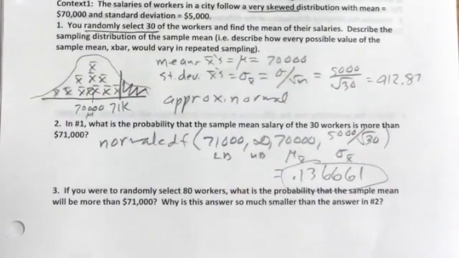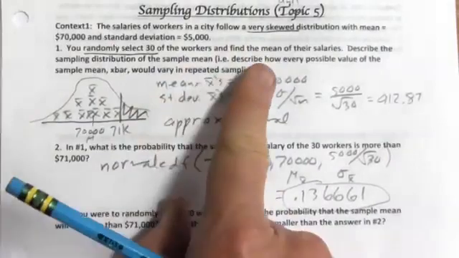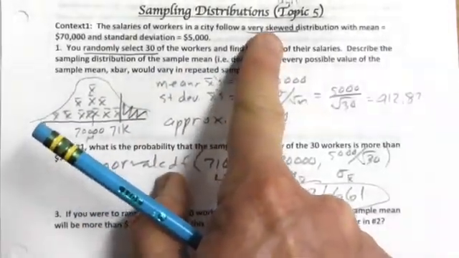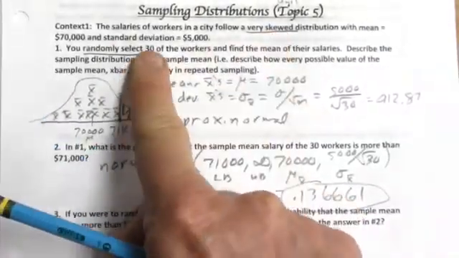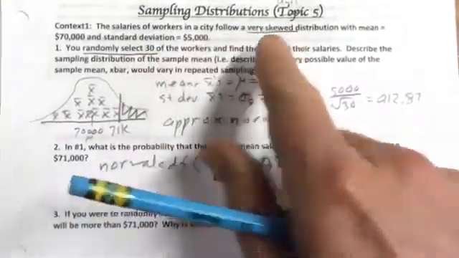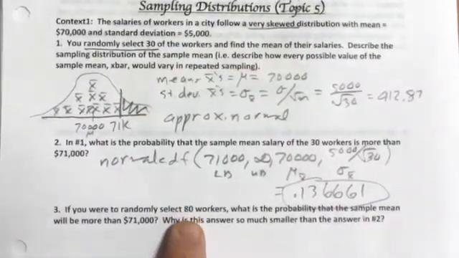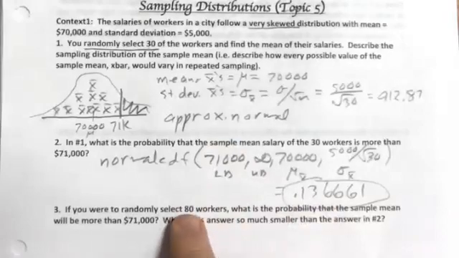By the way, if it had asked what's the probability of one worker being more than 71,000, you wouldn't be able to do that because we don't have normality. The central limit theorem doesn't kick in until the sample size is 30. So we had to have the sample size bigger than 30 because we didn't know the population distribution was normal. But what if we raise our sample size from 30 to 80?